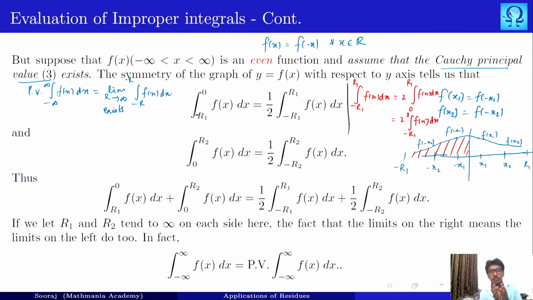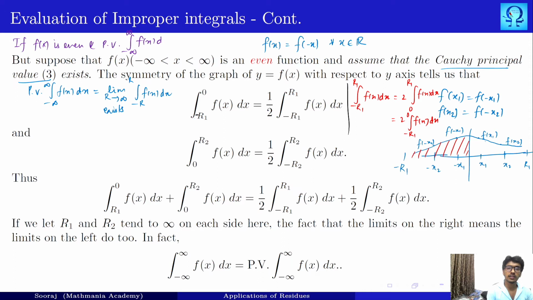What we are going to prove is that when the Cauchy principal value exists for an even function, it is the same as the integral value. That is, if f of x is even and PV of the integral from minus infinity to infinity of f of x dx exists, then the integral from minus infinity to infinity of f of x dx is the same as PV of minus infinity to infinity of f of x dx. This is what we are about to prove now.